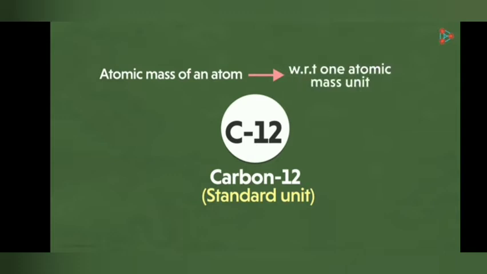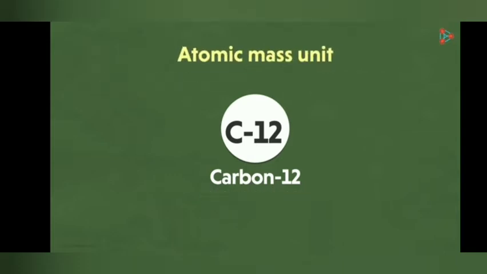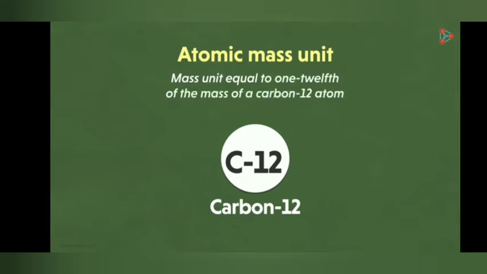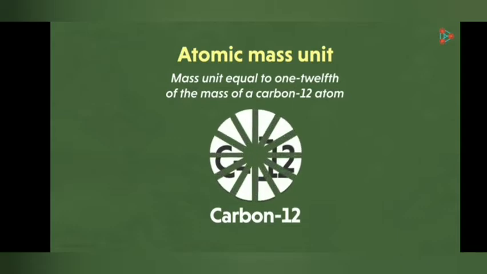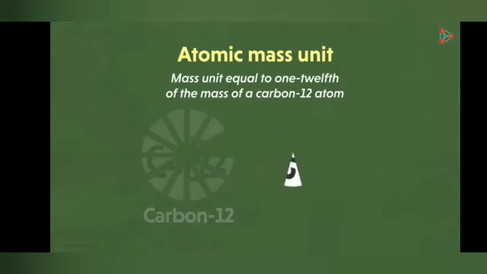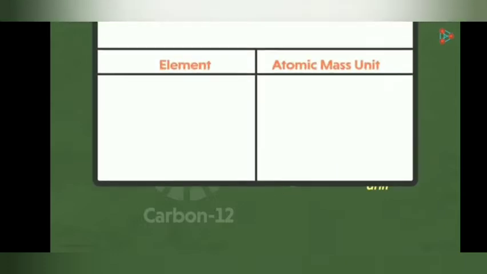Atomic mass of an atom is defined with respect to one atomic mass unit. The atomic mass unit is equal to 1/12 of the mass of a carbon-12 atom. Carbon-12 is cut into 12 pieces, and one piece gives the standard unit to represent one atomic mass unit. It gives the masses of the elements.